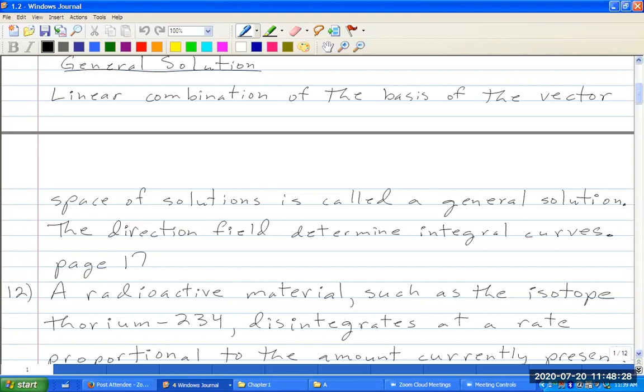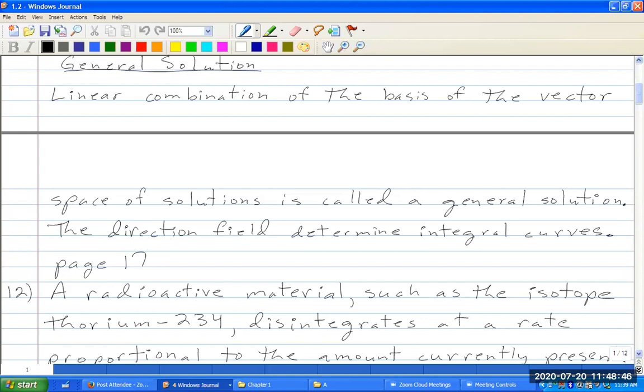A direction field determines the integral curves. Okay, so let me do this. So it's a word problem. Lots of words.